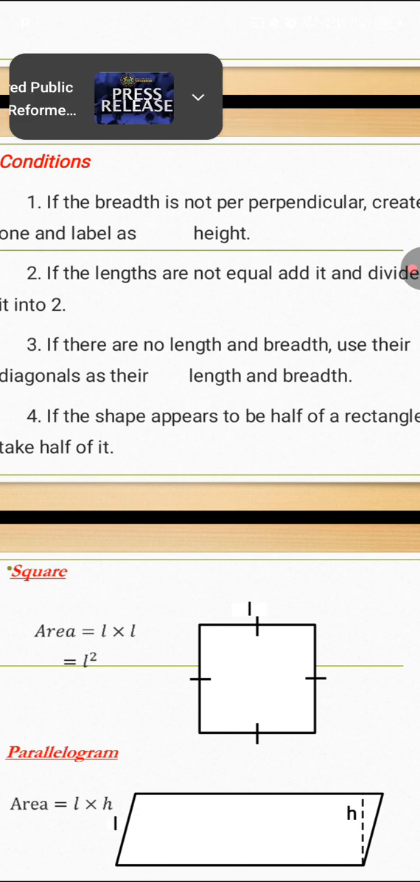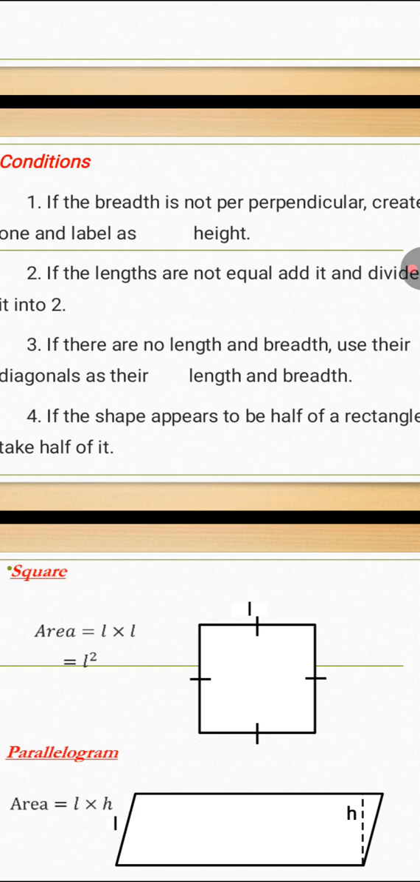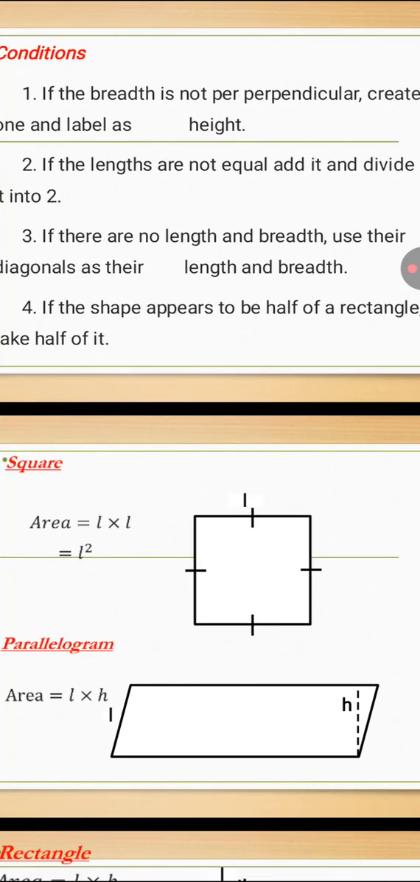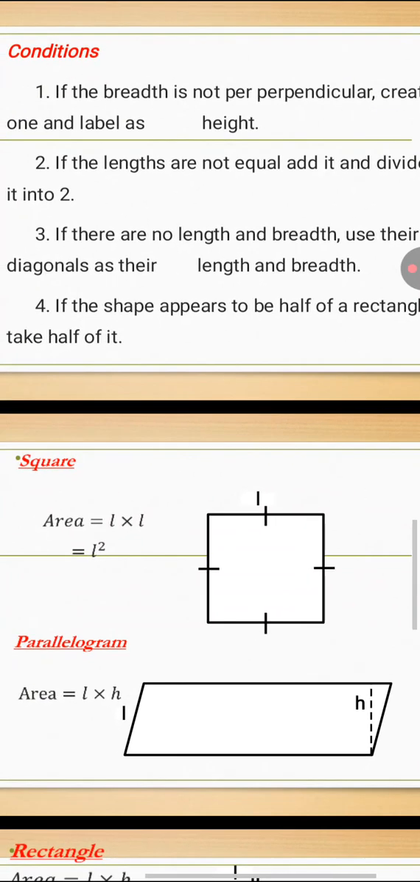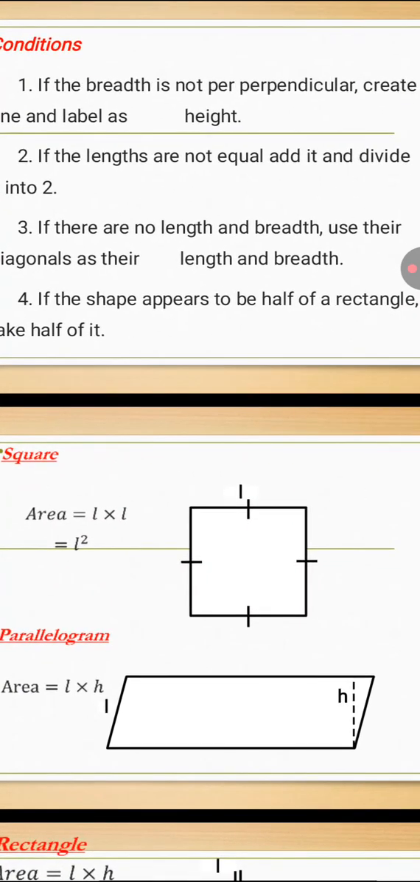One for length, one for breadth. That's it. Then you introduce half. So anytime you use the diagonals, introduce half because it will look like a rectangle. We see how they work in the shapes above and below. Then finally, last but not least, if the shape appears like half of a rectangle, then take half of it, just like I just mentioned.